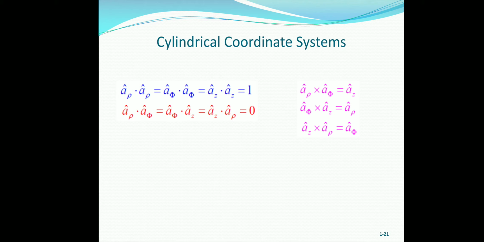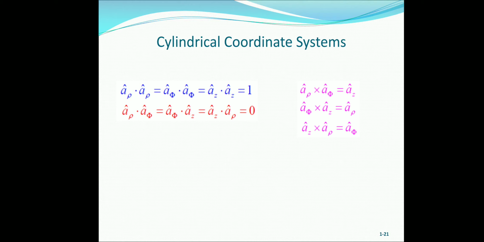Next we can see the dot product and cross product of unit vectors in the cylindrical coordinate system. For the same unit vectors, dot products are 1; for different unit vectors, dot products are 0. That means a rho cap dot a rho cap is equal to a phi cap dot a phi cap equal to a z cap dot a z cap, which is equal to 1. Then a rho cap dot a phi cap equal to a phi cap dot a z cap equal to a z cap dot a rho cap, which is equal to 0.